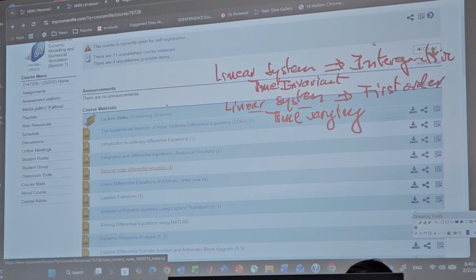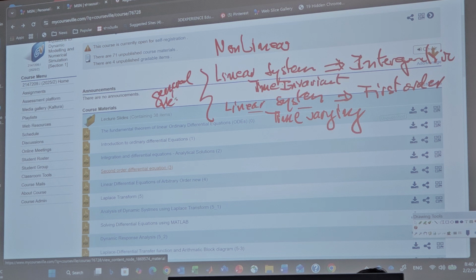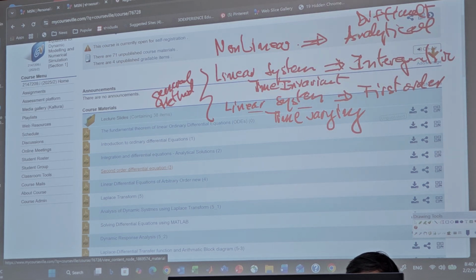Right, this one. If nonlinear, it is normally quite difficult to solve. For these two we do have some general methods. For nonlinear, no general method. It depends on the equation. So in that case, it's quite difficult to find an analytical solution. Difficult. So sometimes we do it with a numerical method.